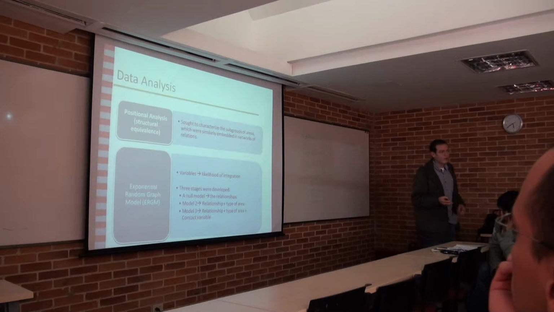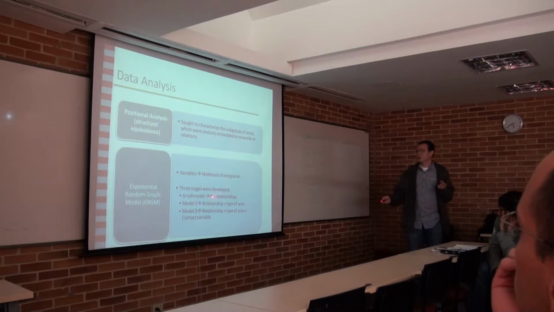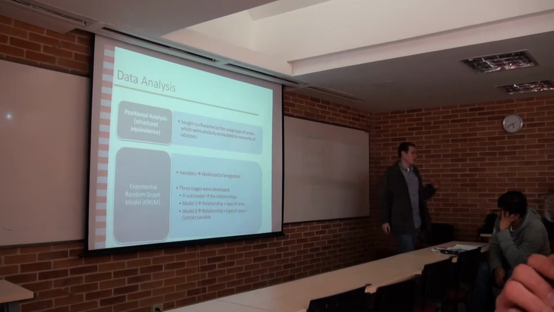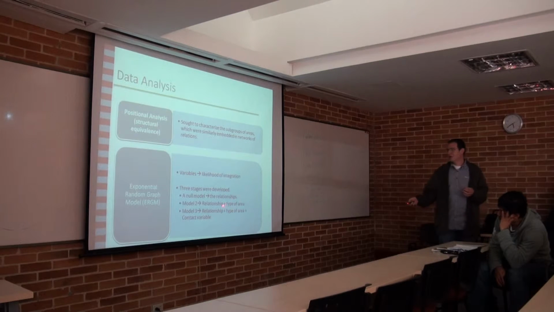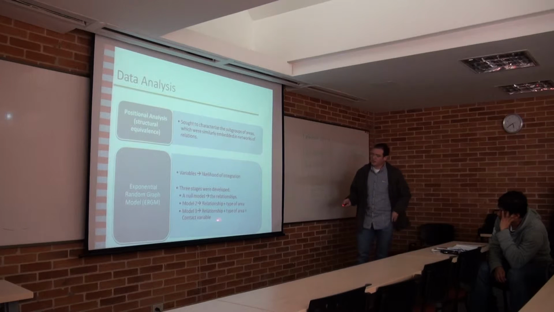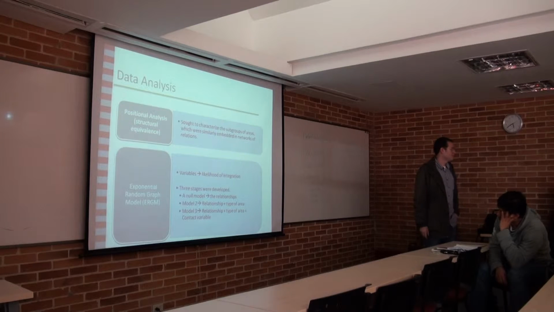To do that, we used three models: a first model only taking into account the relationship measure, a second model taking into account additionally the attribute type of area, and finally model 3 additionally includes the contact variable. Any questions?